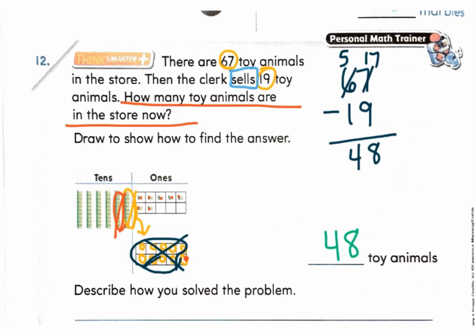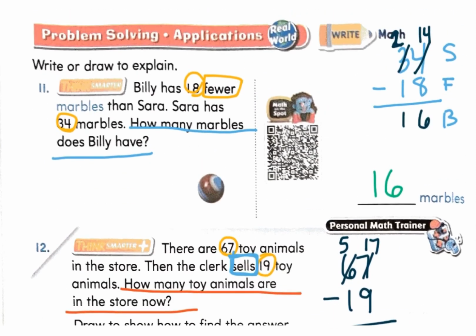One thing I want you guys to really remember to do when you're doing word problems, don't forget cubes, and don't forget those important words, right? Sells, that tells you the clerk got rid of, or there are 19 less. Just remember those keywords. Here, fewer. Don't forget to look at those.